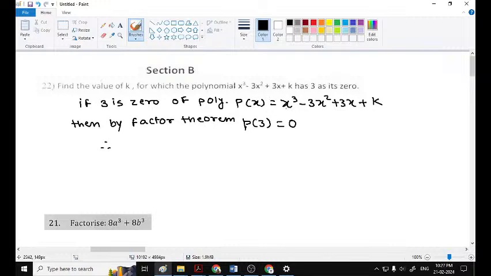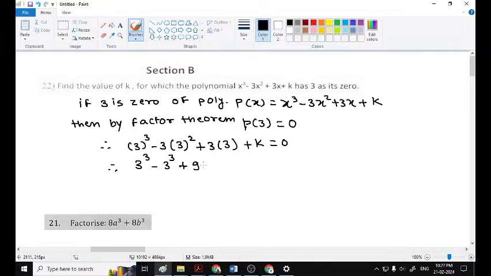Let us find out p of 3. Put x is equal to 3. So 3 cube minus 3 into 3 square plus 3 into 3 plus k will be equal to 0. This is 3 cube and this is also 3 cube. Plus 3 into 3 is 9 plus k is equal to 0. 3 cube minus 3 cube is 0 and the value of k is minus 9.